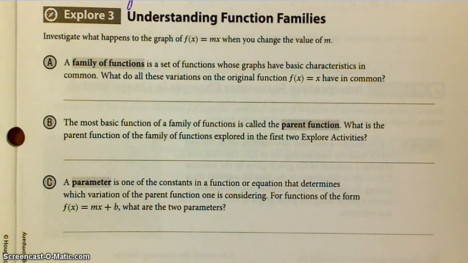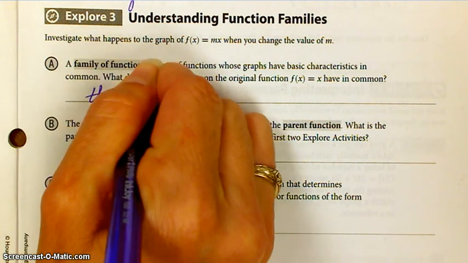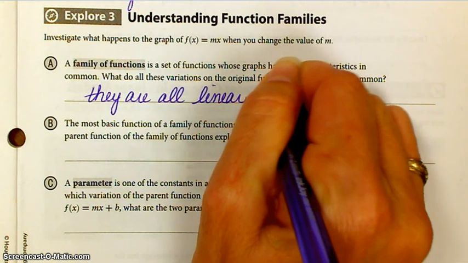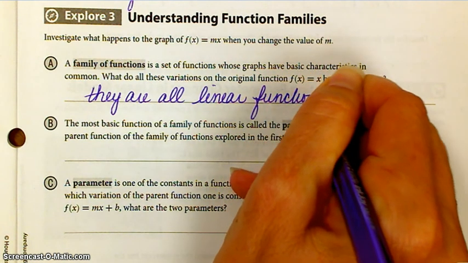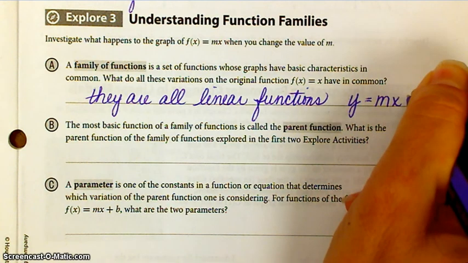All right, down here where it says understanding function families, investigate what happens to the graph of f of x equals mx when you change the value of m. Okay, A says a family of functions is a set of functions whose graphs have basic characteristics in common. What do all of these variations that we've been doing on the original function have in common? Well, they are all linear functions. And they would all fit the equation y equals mx plus b.